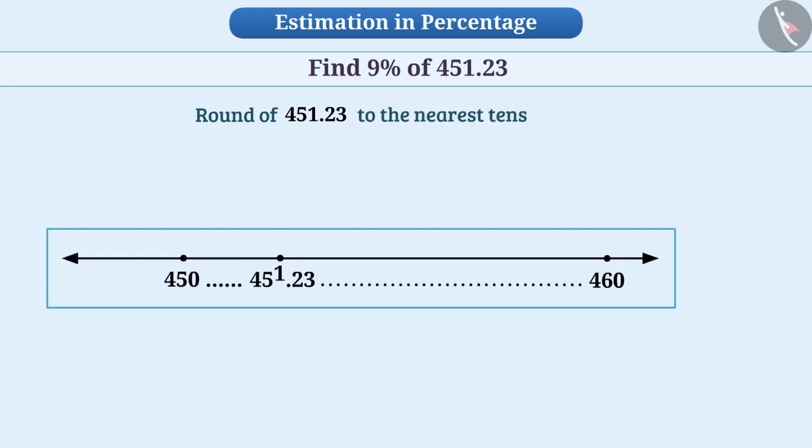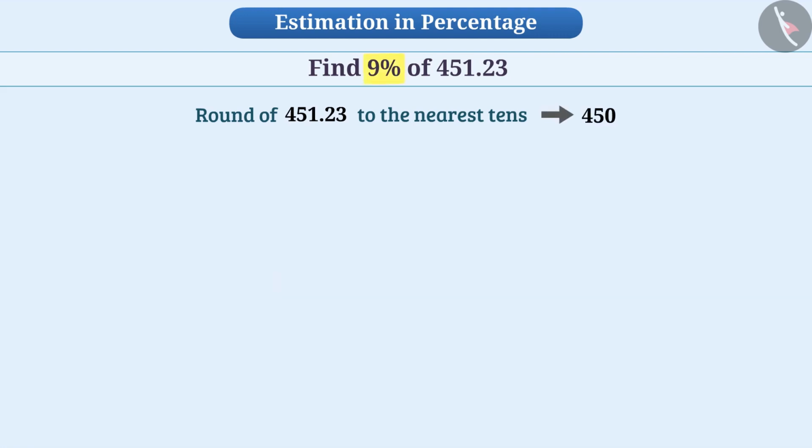Here, 451.23 is closer to 450 as compared to 460. So, we will write 450 in place of this number. Since we have to find 9%, we can do 450 multiplied by 9 by 100. But this can be done in an easier way.